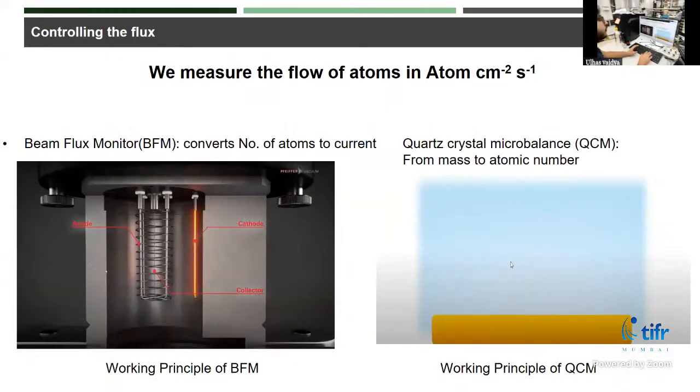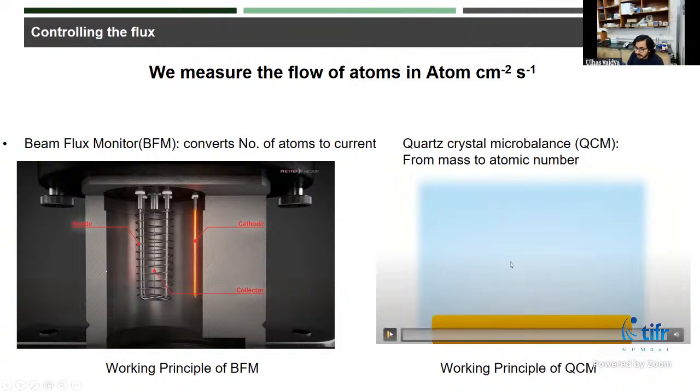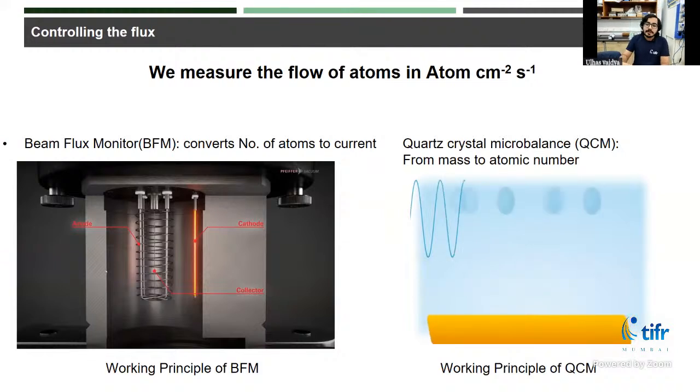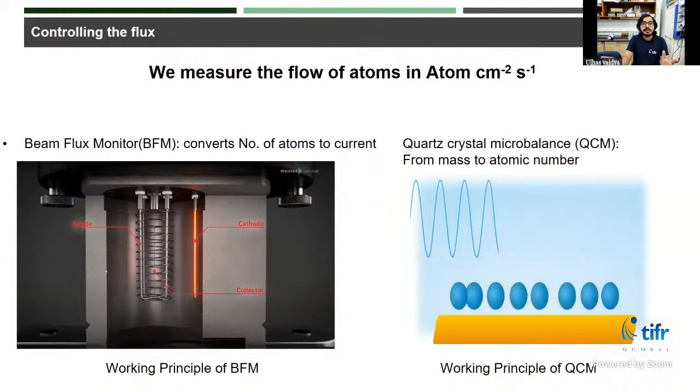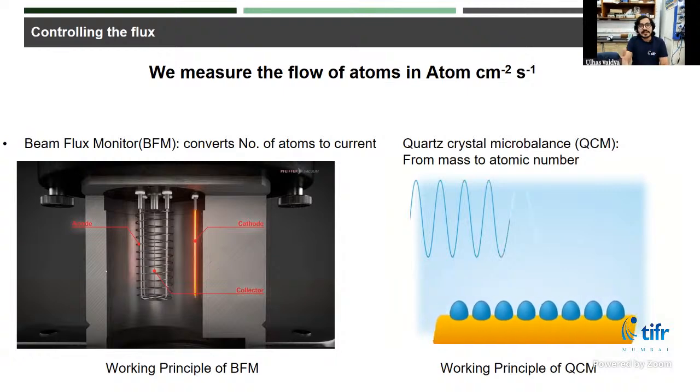Yes. So there is another way to calibrate the flux, which is done via quartz crystal microbalance. The quartz crystal microbalance is a quartz oscillator which oscillates at a particular frequency. Now, if you put some mass on it, the frequency decreases. So by checking the frequency, we can find out how much mass is getting deposited on the QCM. Hence, we can convert the mass to atomic number and get the atoms per centimeter square per second ratio of the flux of this molecular beam effusion cell, just from the effusion cell.